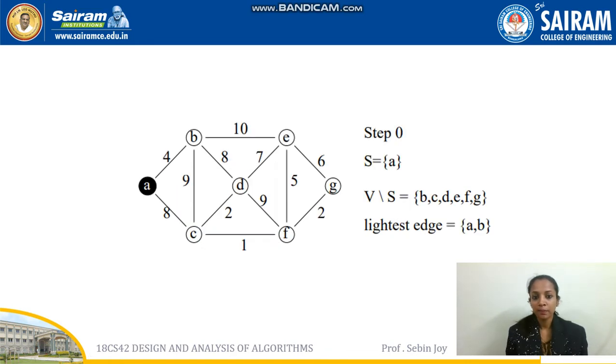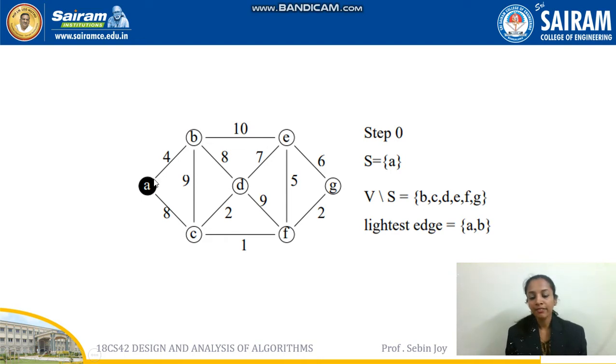So the first step is step 0. S is equal to A. That means I am starting with the starting vertex, or the root vertex, A. So A is added to S. V minus S means the set of vertices which are unvisited. That is, all the vertices other than A will be included in V minus S. So you will get B, C, D, E, F, and G.